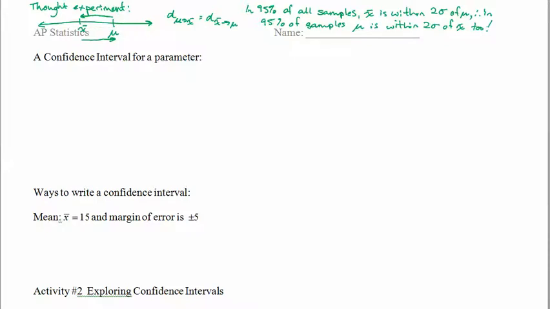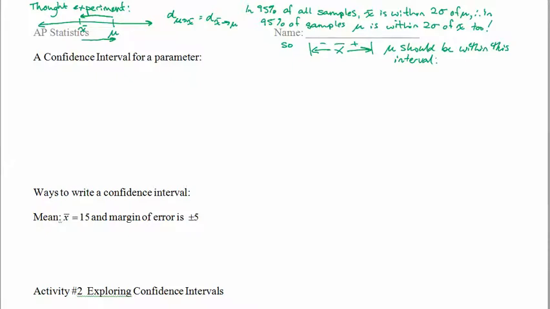Okay, so from that, if we have x bar and we're looking at a range or an interval of plus or minus a certain value, let's say 2 standard deviations, it sets that up as our interval. Mu should be within this interval. And that's the basis for our confidence interval.